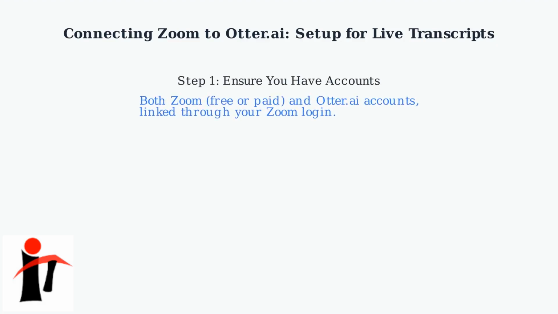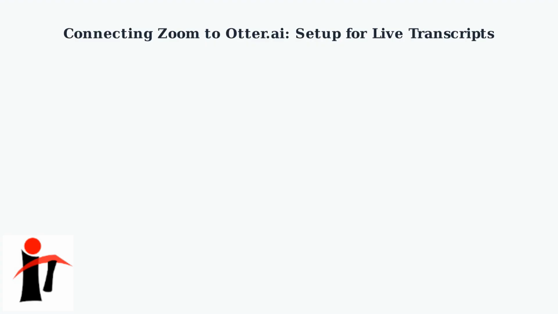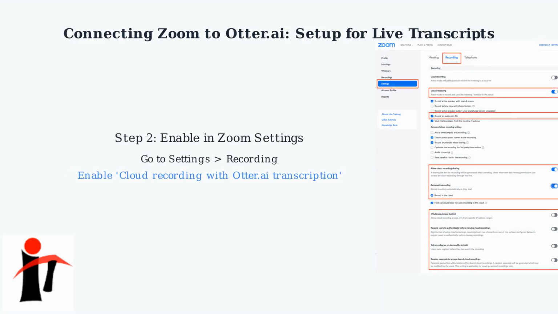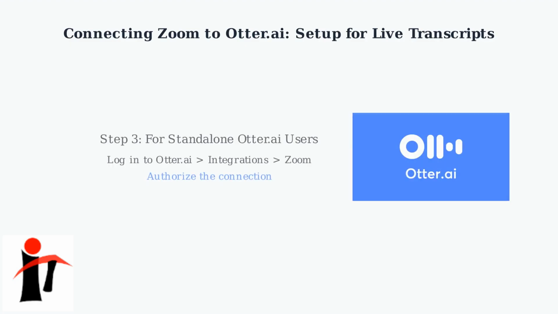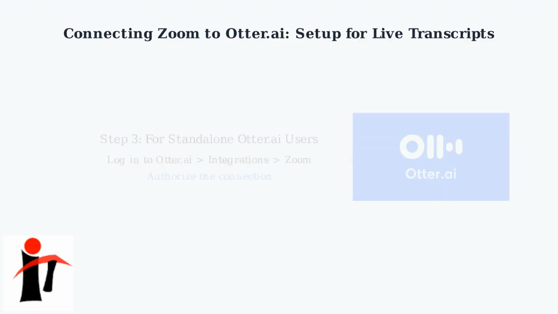First, ensure you have both a Zoom account, either free or paid, and an Otter.ai account linked through your Zoom login. In Zoom, go to Settings, then Recording, and enable cloud recording with Otter.ai transcription. If you're a standalone Otter.ai user, log into Otter.ai, navigate to Integrations, select Zoom, and authorize the connection.